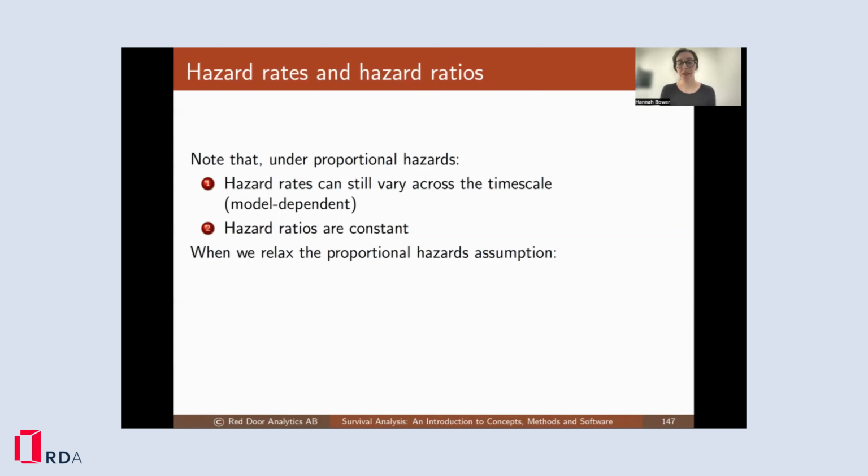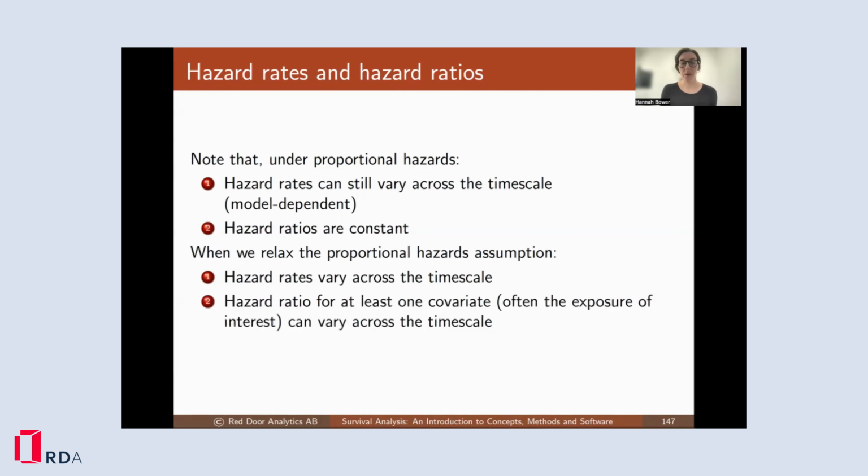But when we relax the proportional hazards assumption, we can allow hazard rates to vary across the timescale, always. They will no longer be constant. But the hazard ratio for at least one covariate can vary across the timescale, and this often can be the exposure of interest, but it doesn't have to be.